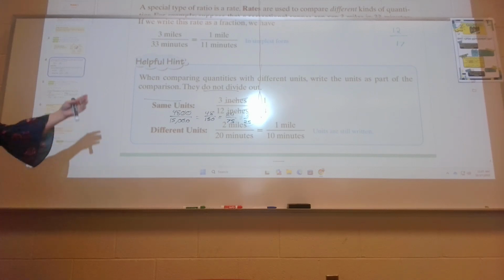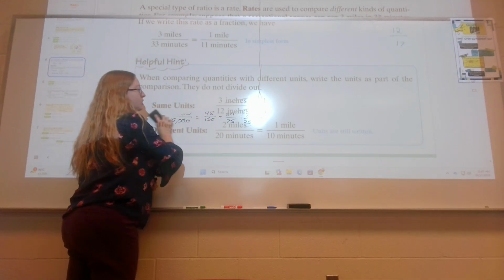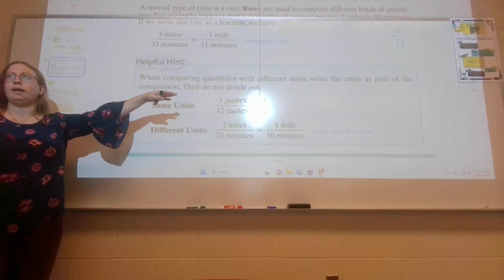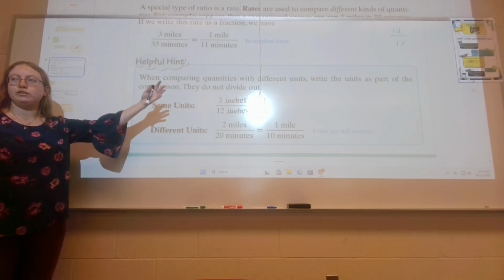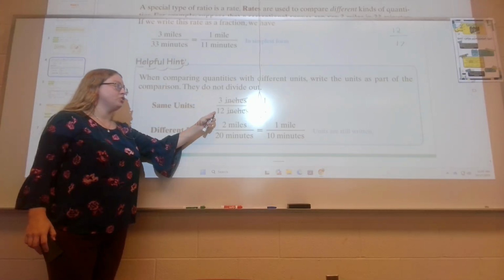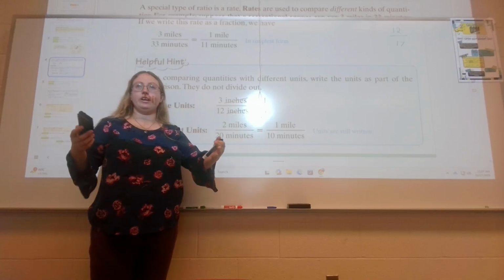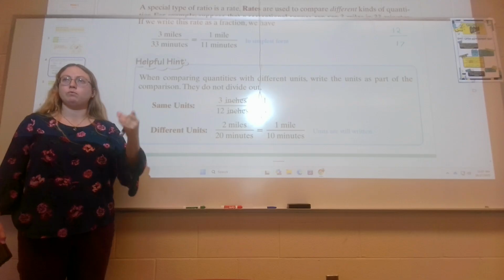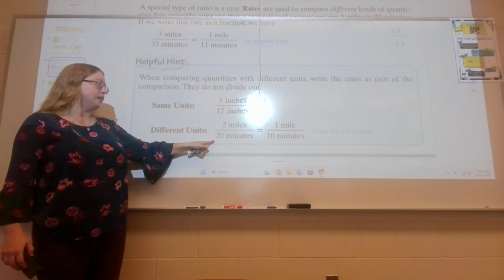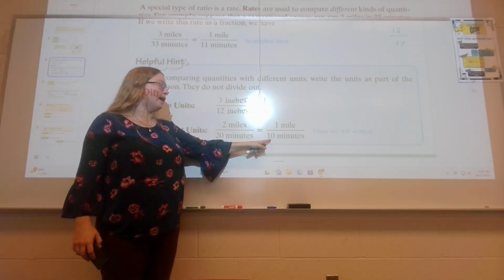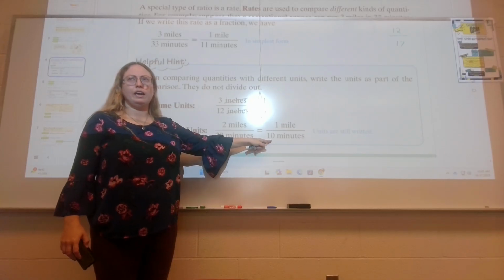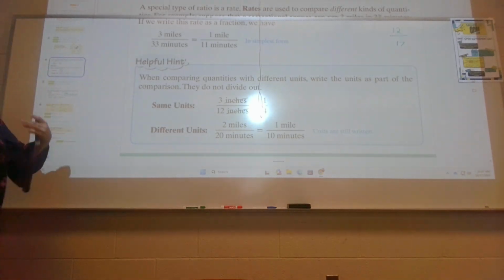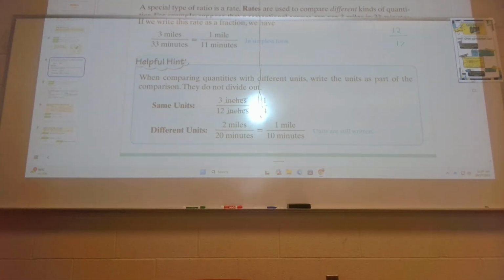So when we're talking about rates and everything like that, the big thing to know is that when the units are the same, we don't really ever mention or write the units in the problem because they're the same. If I'm comparing 3 inches to 12 inches, it's 1 to 4 in general. But if the units are different, we keep the units in the problem so that it's clear which one is measuring what. So 2 miles in 20 minutes is the same thing as 1 mile to 10 minutes. I'm not going to say it's 1 to 10 and then say something else. It just doesn't quite follow. So we keep the units when they are different types of units.